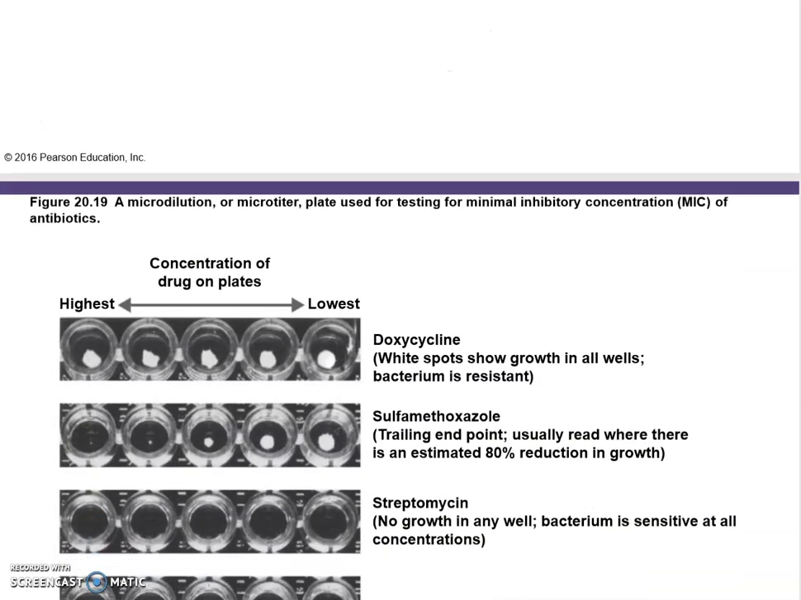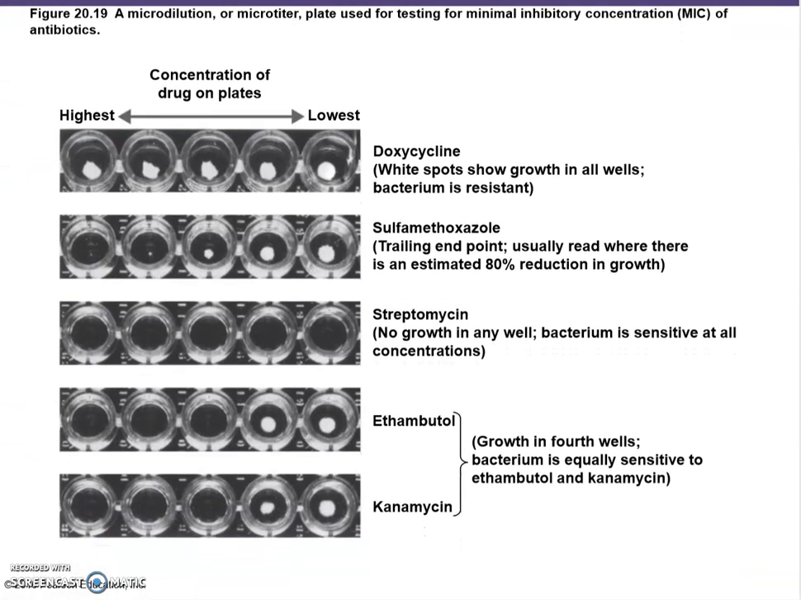Let's take a look at that. It's probably easier to take a look at it on an actual plate. So you have these little wells here that contain different concentrations of your drug. You're testing doxycycline here, and you can tell there's growth in each one of these wells. That means this particular antibiotic is not effective at all. So the bacterium is resistant in this case.